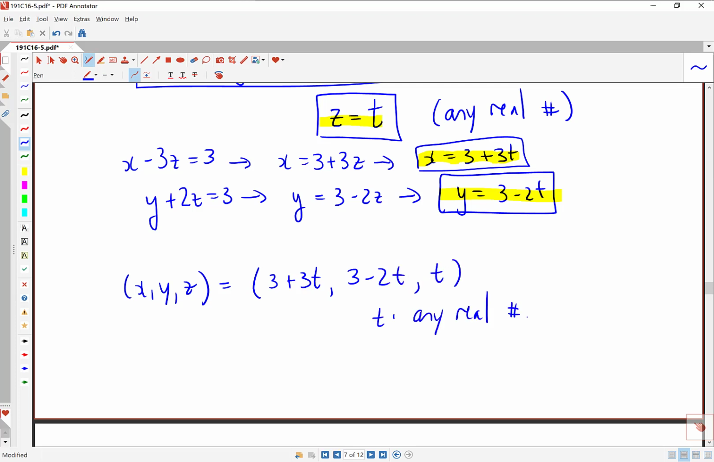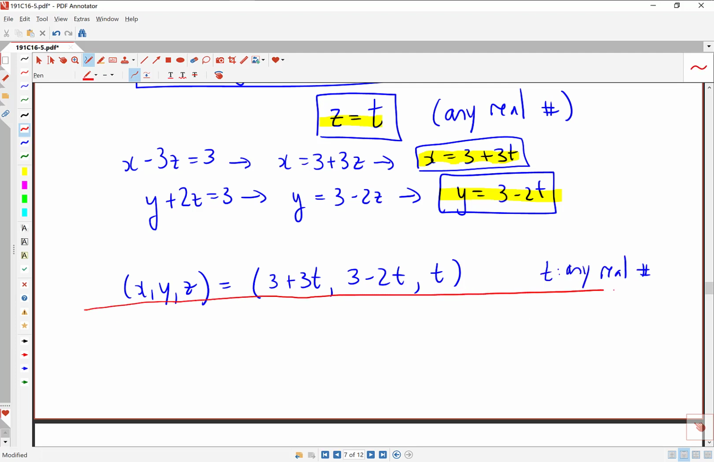So for any choice of real number T, you're getting a different ordered triple that solves the system. So that's our solution there, and that's where the problem stops.